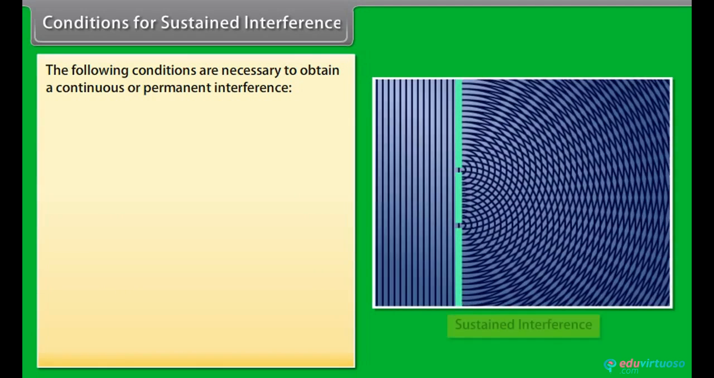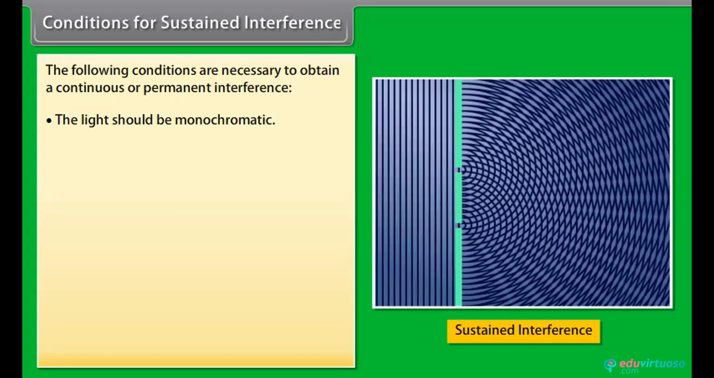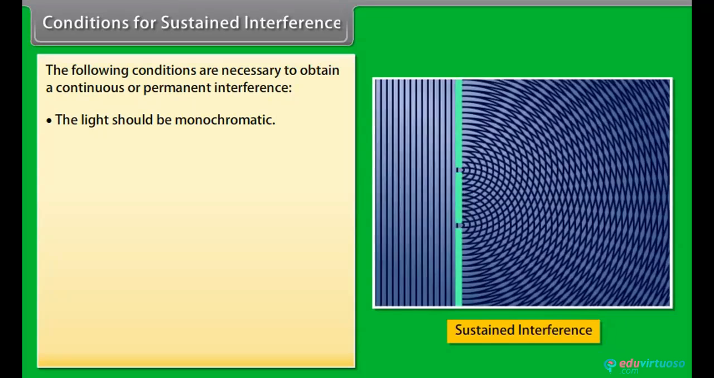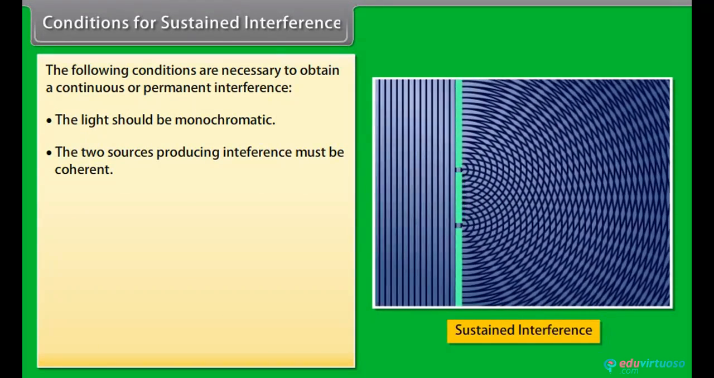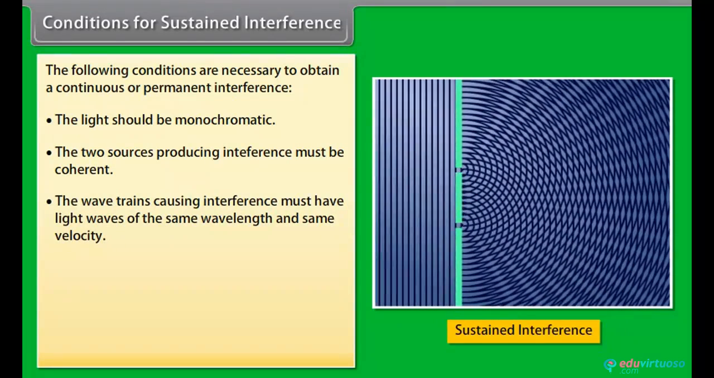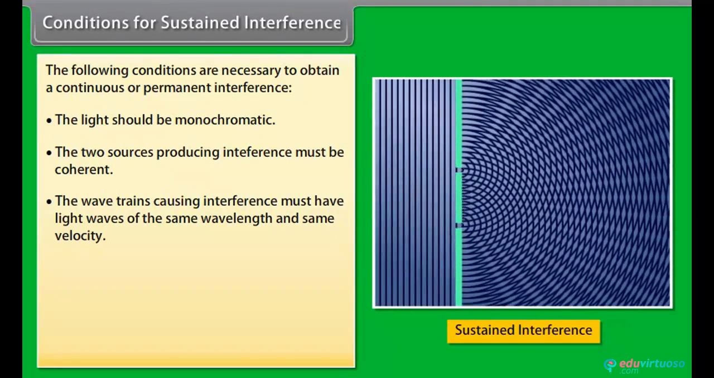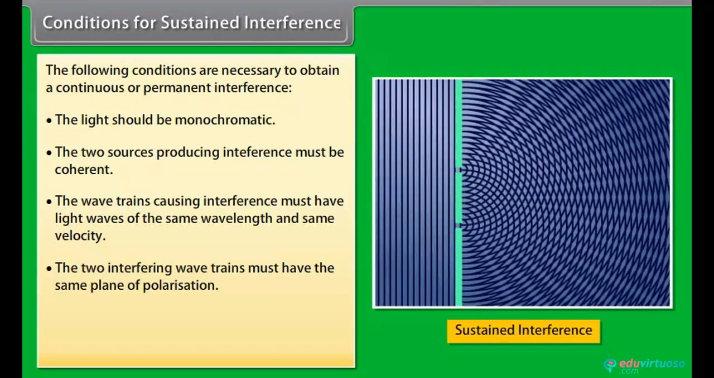Conditions for sustained interference. The following conditions are necessary to obtain a continuous or permanent interference. The light should be monochromatic. If this is not so, the fringes of different colors will overlap. The two sources producing interference must be coherent. The wave trains causing the interference must have light waves of the same wavelength and same velocity. The two interfering wave trains must have the same plane of polarization.